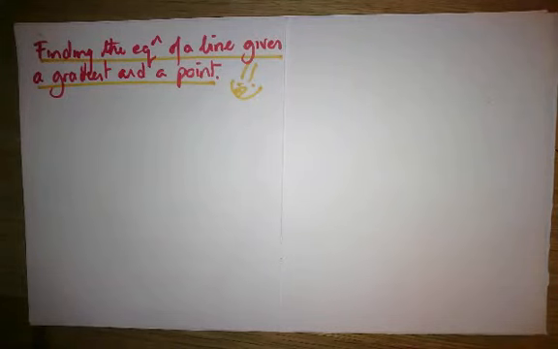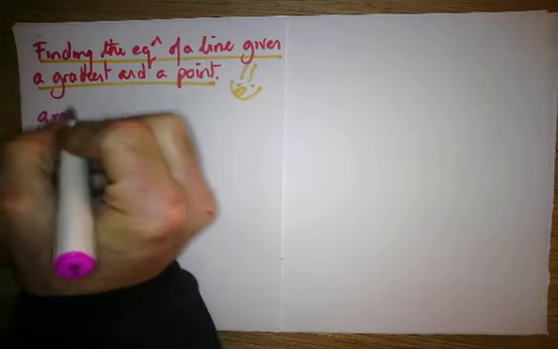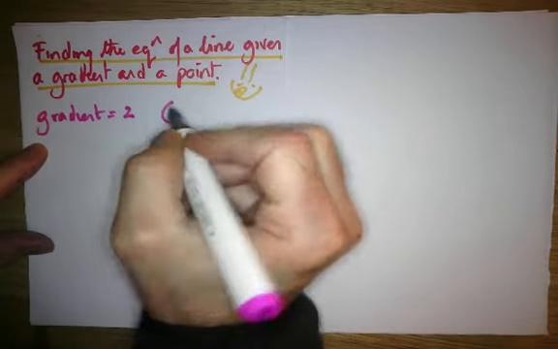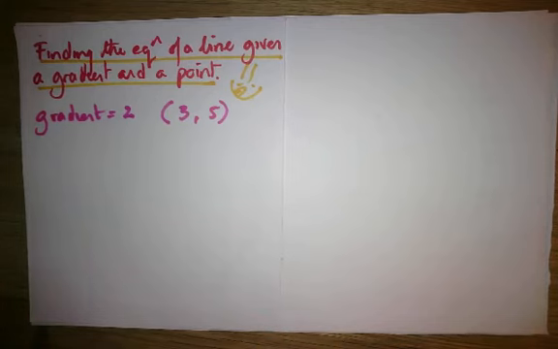Well, welcome to this little video, and it's about finding the equation of a straight line given that you've got the gradient and a point. So let's just start off with a question. Let's say that the gradient is going to equal 2 and that the point that it goes through is 3 and 5. So the gradient is 2 and it goes through the point (3, 5).